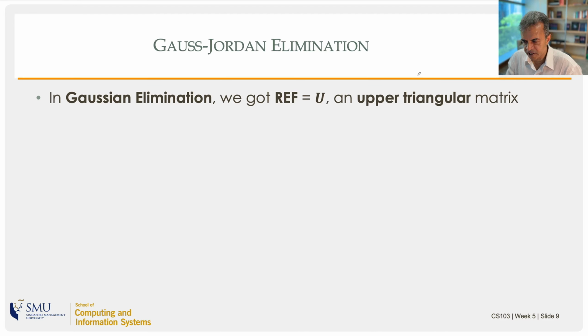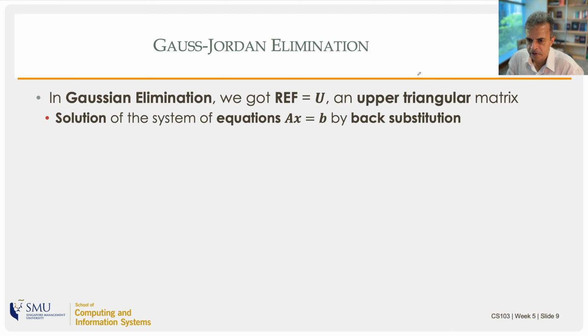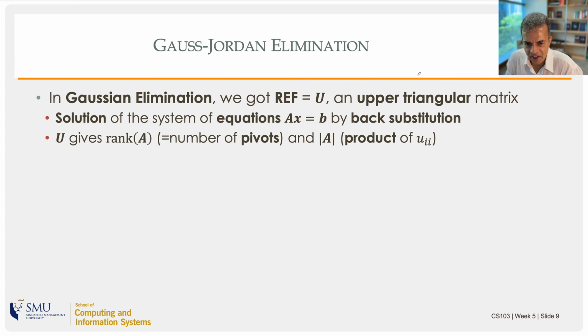In Gaussian elimination, we got the row-echelon form, which was an upper triangular matrix. So we proceeded further. We got the complete solution by back substitution and some tricks in the case of free variables. We also saw that the upper triangular matrix gave the rank as the number of pivots and the determinant, if A happened to be a square matrix, as the product of the diagonal elements in REF U.